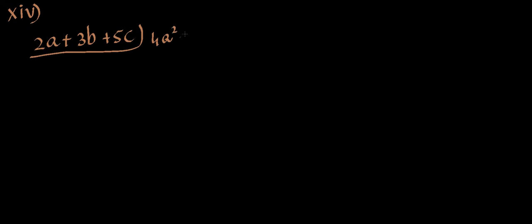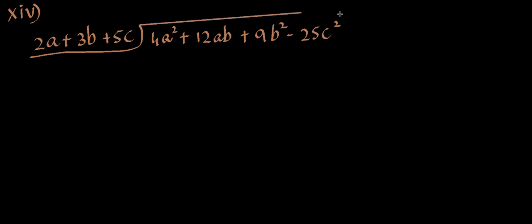2a plus 3b plus 5c is the divisor, what is it dividing? 4a square plus 12ab plus 9b square minus 25c square. Now this whole thing has to be divided. So here is my division getting ready.